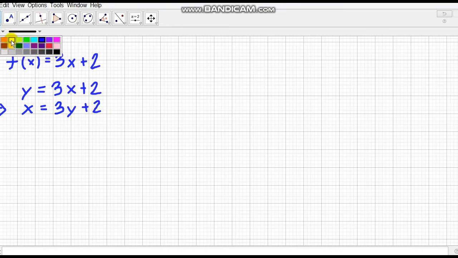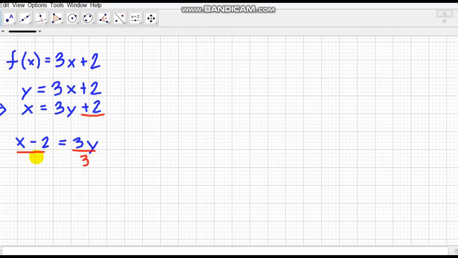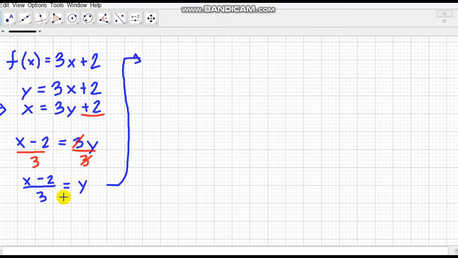So let's get this 2 here and transpose it to the other side. So this now becomes x minus 2 is equal to 3y. Now, what we're left with is 3. So we divide both sides by 3. Dividing, what we get is x minus 2 all over 3 is equal to y. We flip the left and the right side so that the y would be on the left side. So this becomes y is equal to x minus 2 all over 3.